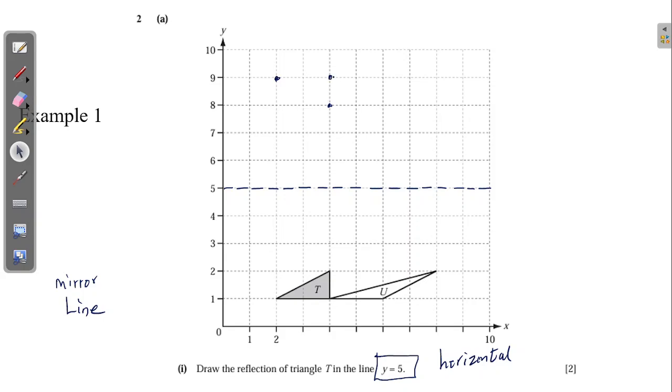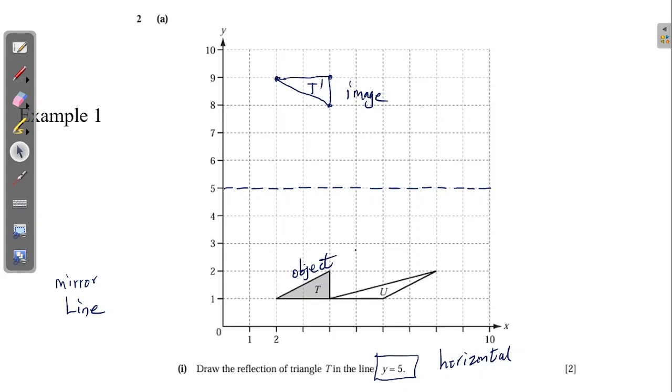So this is simply how to do reflection. So simply by counting the distance from each point on the triangle or on the object to the mirror line, and you count that same distance on the opposite side. So I'm going to join these points. So this is the image. So I can call it T prime. So this is called the image, and this is the object.